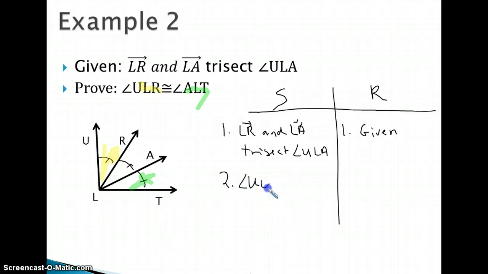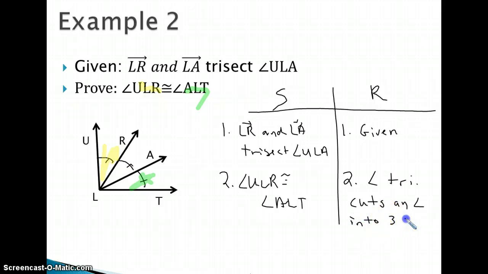So in my proof, I'm actually done. I'm going to say that angle ULR is congruent to angle ALT, and my reason, I'm going to say, is angle trisector. Notice I'm using abbreviations. Angle, I'll just use the angle symbol, trisector, TRI, cuts an angle into three congruent parts. Now I only use two of them, but I still use the definition that it cuts it into three congruent parts. And there's our proof. So we start off with our given information, we got to our proof, we're done.